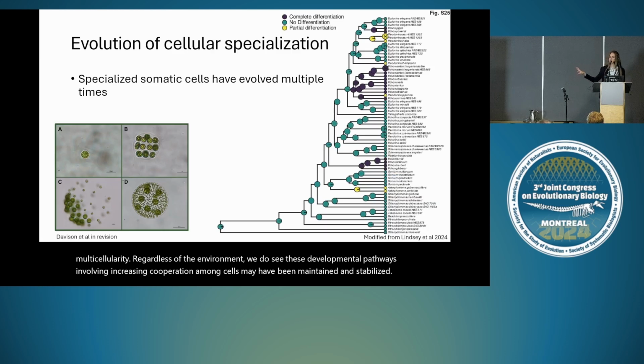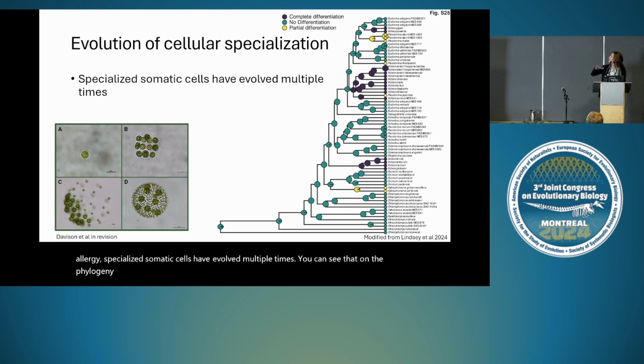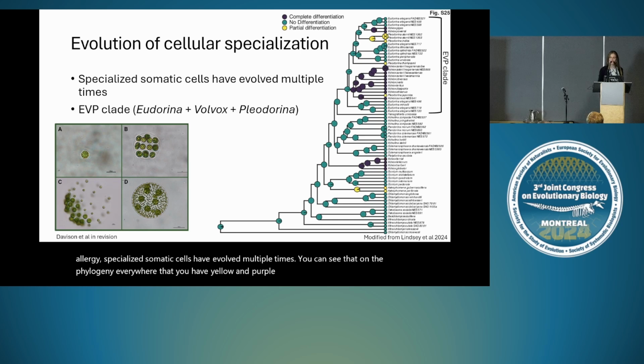So next, we're going to talk about the evolution of cellular specialization. So in the volvocine algae, specialized somatic cells have evolved multiple times. You can see that on the phylogeny everywhere that you have yellow and purple nodes. And if we look just within this one small subclade called the EVP clade, we see the repeated evolution of somatic cells. And within this clade, you've got 3 polyphyletic genera. You've got Uterina, which are characterized as being undifferentiated, and you've got soma-differentiated Platorina and Volvox, which have these small little somatic cells that don't reproduce.